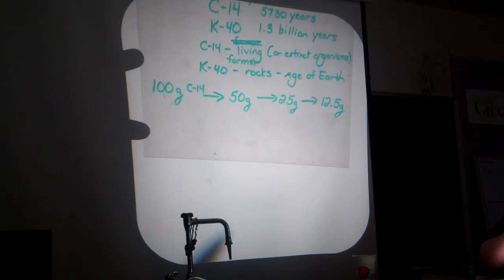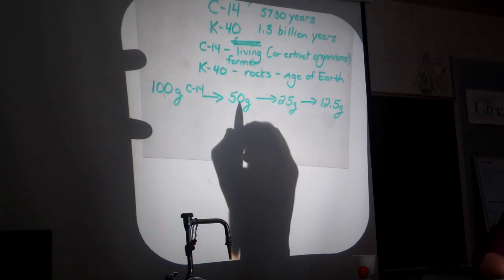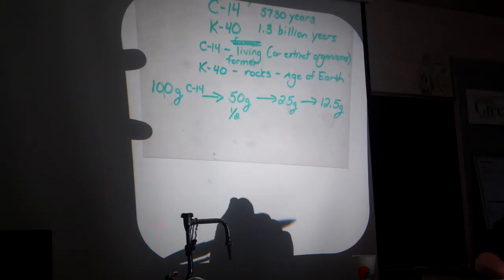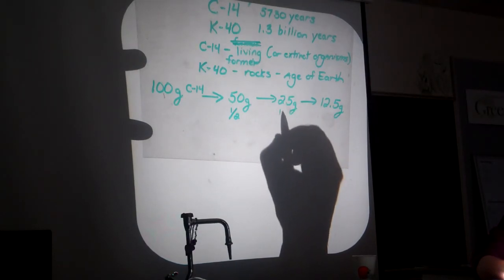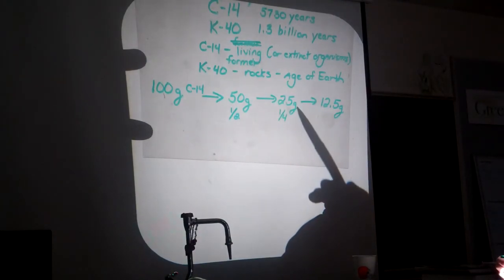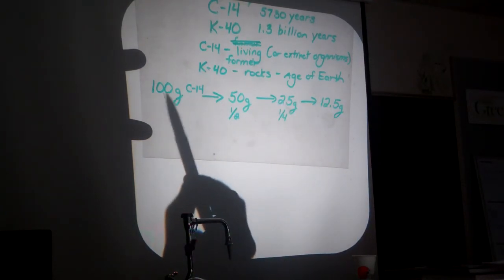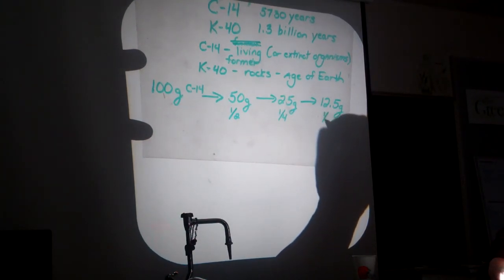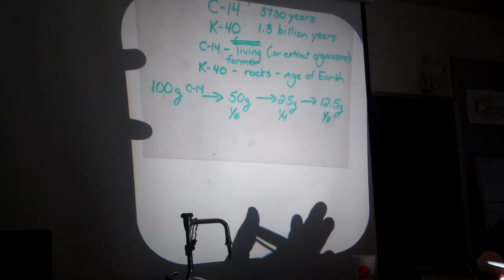Let's convert this to fractions, the evil fractions word. At the end of one half-life, obviously, half of my sample is left. Half of my radioactive sample. After another half-life, I only have 1/4 of my original radioactive sample, because 25 grams versus 100 grams is only 1/4. 12.5, that's 1/8. I only have 1/8 of my original radioactive sample. That's where they get the fractions from in these problems.